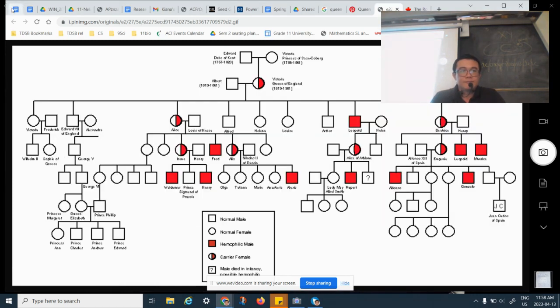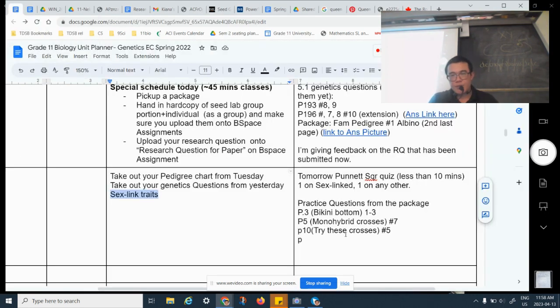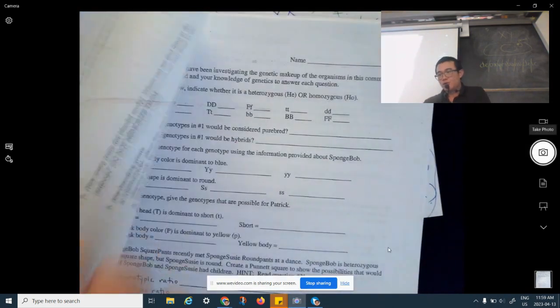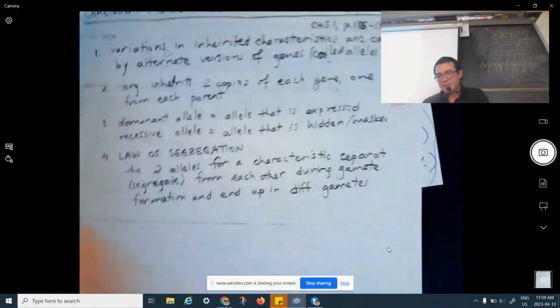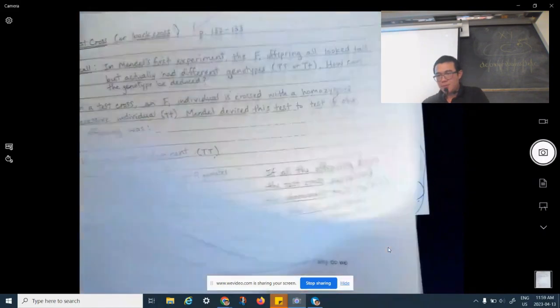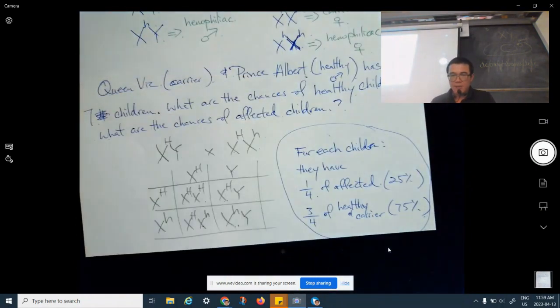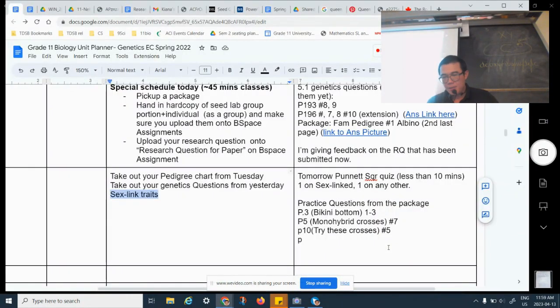Now there are some practice questions I am asking you guys to do from the package. I'm still adding questions. So let's see. When I say page number, I'm talking about like this is page 1, 2, 3. Page 3, 4, 5, 6, 7, 8, 9. 10 is a test crossing and blood typing. I should give you some blood typing. 11, 12, 13, 14.